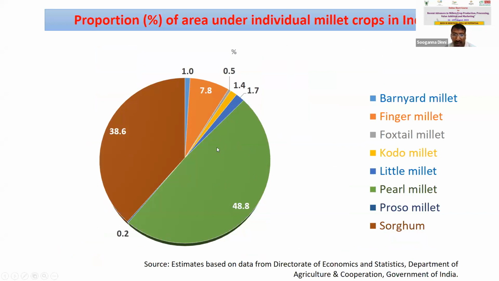So all put together, the total area under millets, nine crops, is 16 million hectares. In that, only the small millets cover 2 million hectares, and of the 2 million, only 1.2 million hectares is covered by ragi. This is about the area under millets.